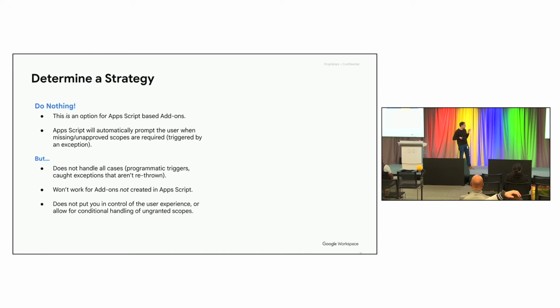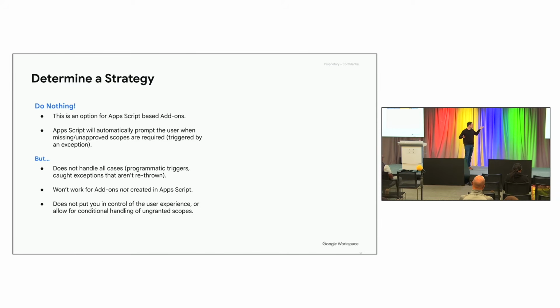Also, if your app catches exceptions and handles them beautifully, and I catch all exceptions and I do my own logging and I show my own messages to the user, that's great. But because that exception will never make it up to the top level of the runtime in AppScript, the user will never be prompted, right? So you're going to have to take action if you're doing that. So again, it doesn't work for all cases.